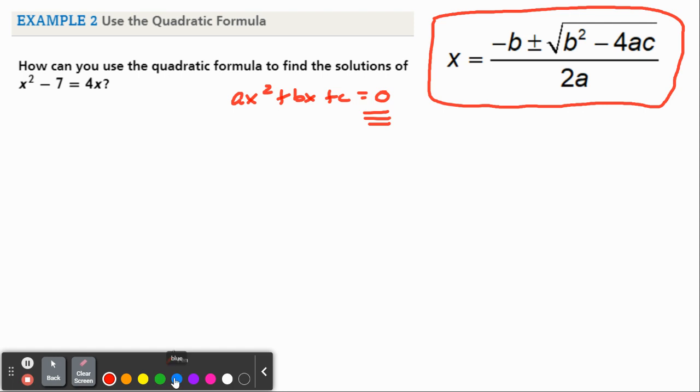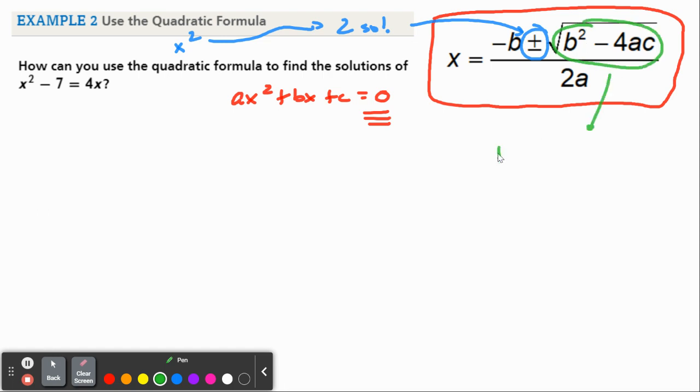Now, a couple things about this formula. First off, this plus or minus right here is important. That's what gives you your two solutions. Remember, typically for these quadratics you have two solutions because it's x squared. Secondly, I want to draw your attention to this square root. The thing inside the square root, the b squared minus 4ac, is called the discriminant.